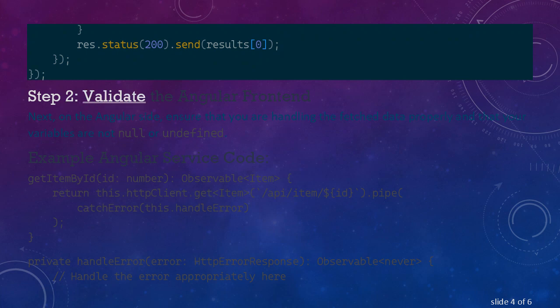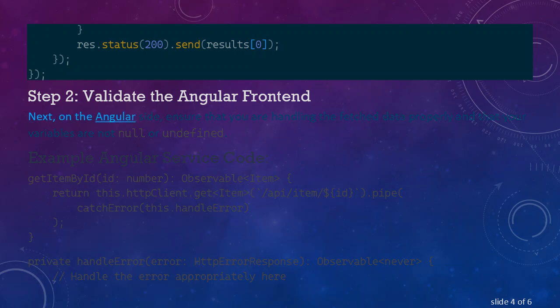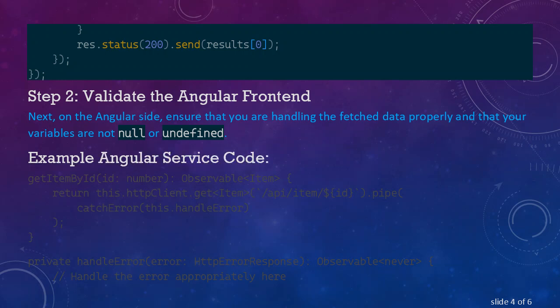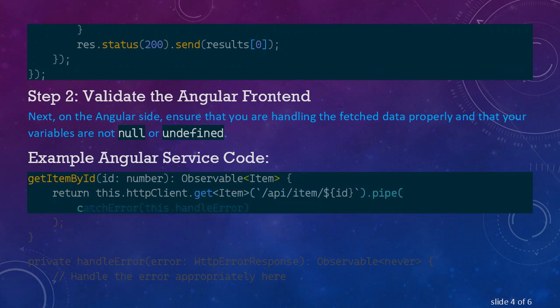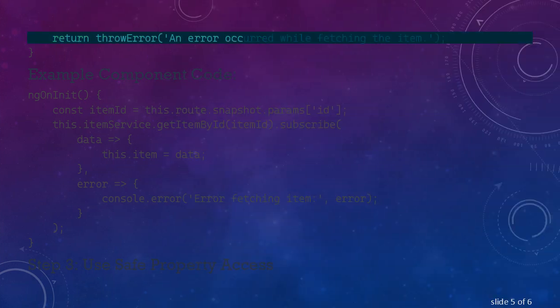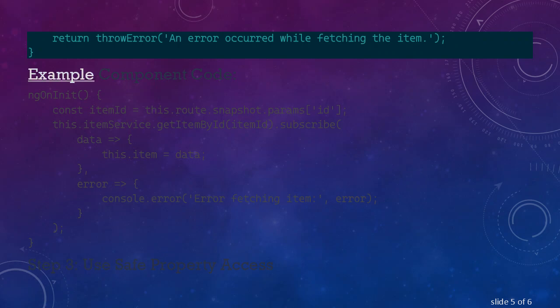Step 2. Validate the Angular frontend. Next, on the Angular side, ensure that you are handling the fetched data properly and that your variables are not null or undefined. Example Angular service code. Example component code.